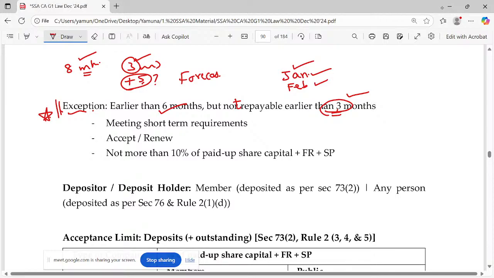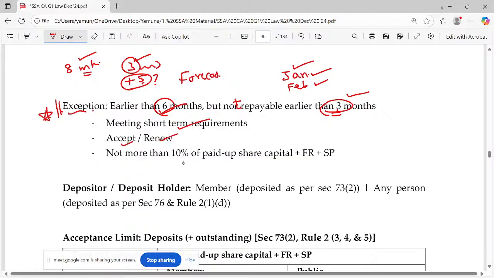So at least hold the money for 3 months. Then you can repay it. Even though you borrowed for a minimum of 6 months, you can repay it. How many payments do we have to have? At least for 3 months. Okay. So for what purpose do we do this? It is for meeting short-term requirements.